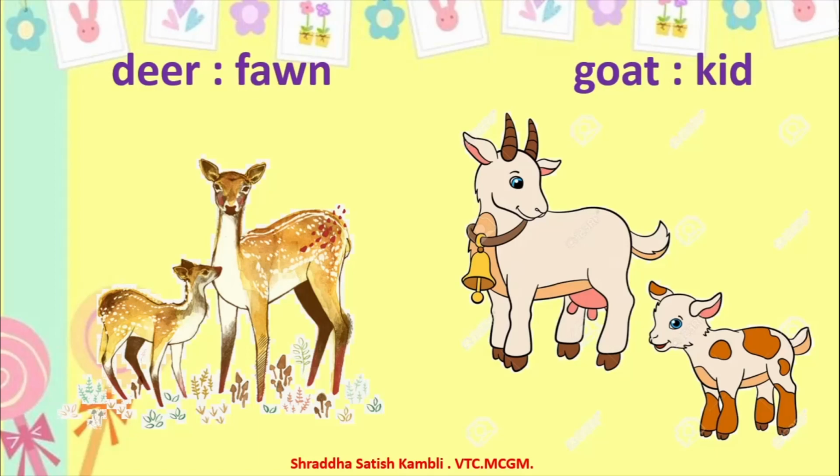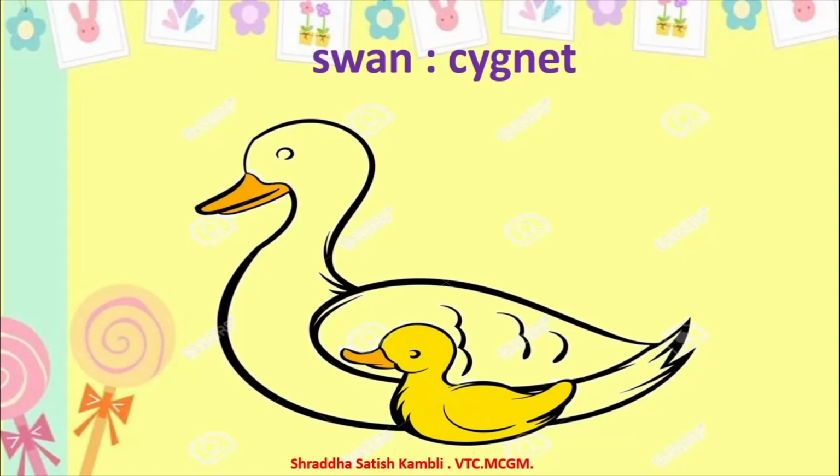The young goat is called as the kid. But here you will see the goat has got horns, but the kid does not have horns. When the kid grows up, na, that time those horns will come out of its head. Okay? And then we have the swan. And the baby of the swan is called as the cygnet.